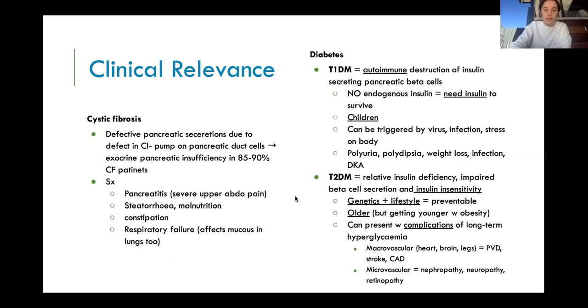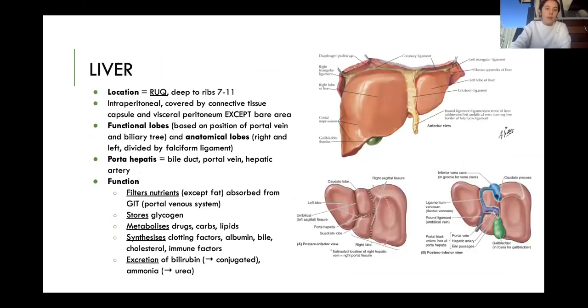But yeah. So your liver is in your right upper quadrant, and it's intraperitoneal, and it's all covered by your visceral peritoneum except for the bare area at the top. And it's divided into functional lobes and anatomical lobes. The anatomical is just your right and left, whereas your functional is based on the biliary tree.